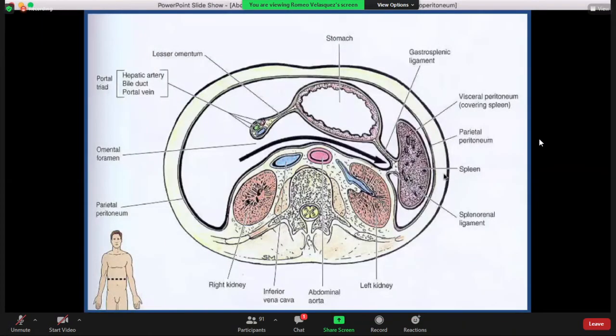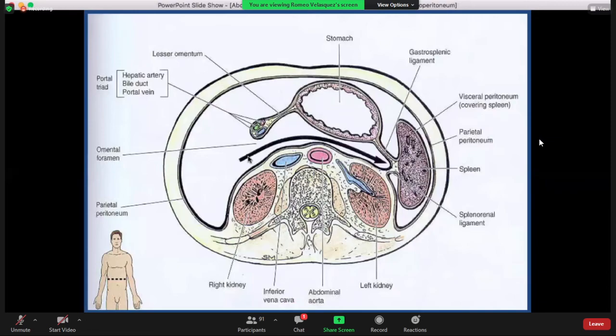So the transverse view, transverse section, very similar to the CT scan section at that level, above the umbilicus. This is what you will see. The lesser omentum is entered by the foramen of Winslow. There's an opening right there, the omental foramen of Winslow.